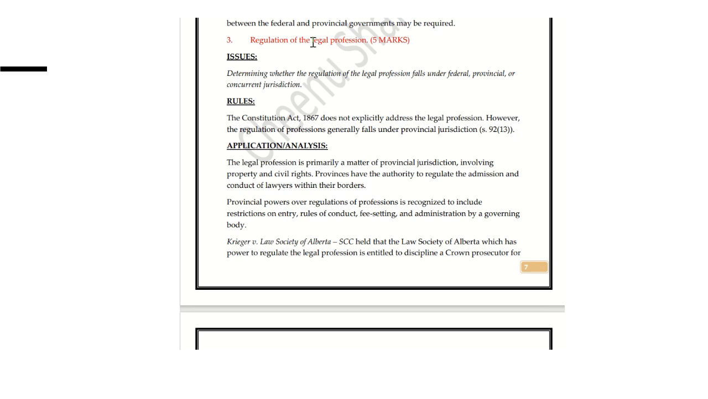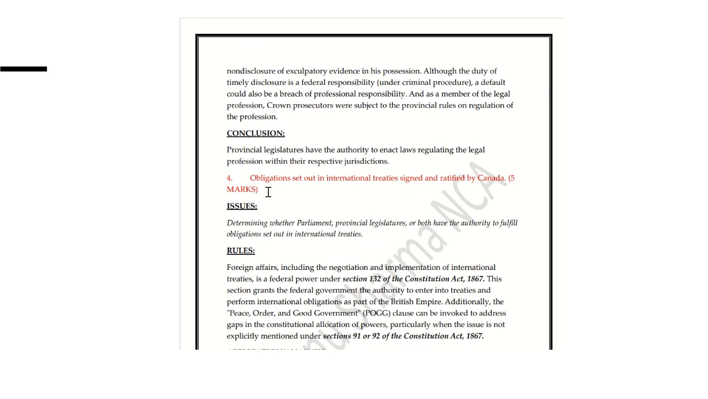Then regulation of the legal profession, no doubt in this question, because for this we have the straightforward case of Kreger versus Law Society of Alberta, in which it had been clear-cut stated that provinces have authority to enact such law.